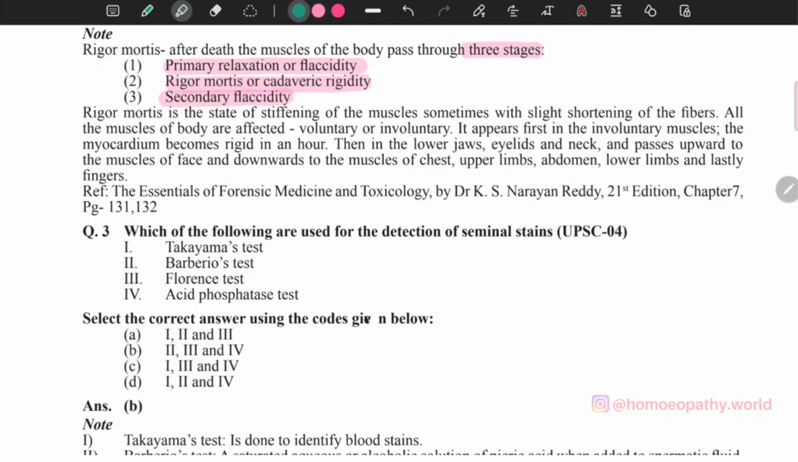We all know that rigor mortis is the state of stiffening of the muscles, sometimes with slight shortening of the fibers, that occurs after death, and the muscles of the body affected are voluntary as well as involuntary. Moving on to the next MCQ.